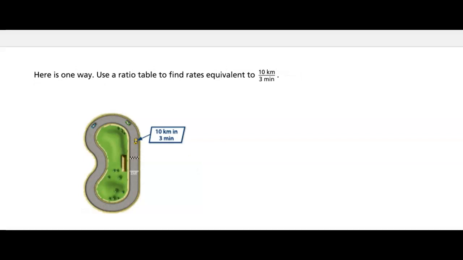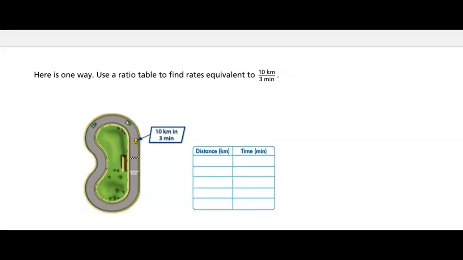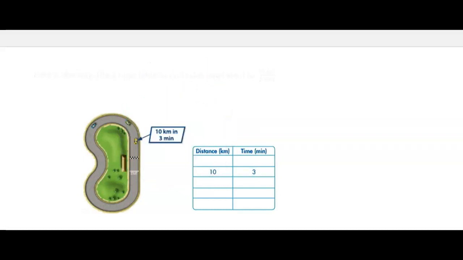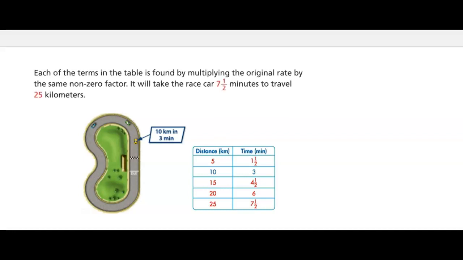Here is one way. Use a ratio table to find rates equivalent to 10 kilometers over 3 minutes. How do you know that the rates shown in the table are equivalent? Each of the terms in the table is found by multiplying the original rate by the same non-zero factor. It will take the race car 7½ minutes to travel 25 kilometers.